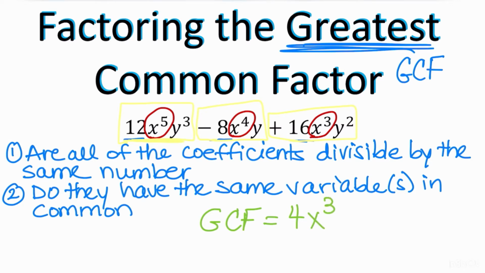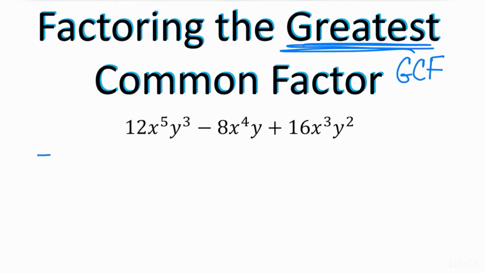We're going to continue by looking at the y's. They all have y's: y cubed, y, and y squared. What's the most amount of y's that I can take out from all of them evenly? And the answer is 1y. So the GCF for this problem is 4x cubed y. How do I factor by taking out the GCF? Well, now that I know that the GCF is 4x cubed y, I'm going to open a parenthesis and I'm going to go term by term.